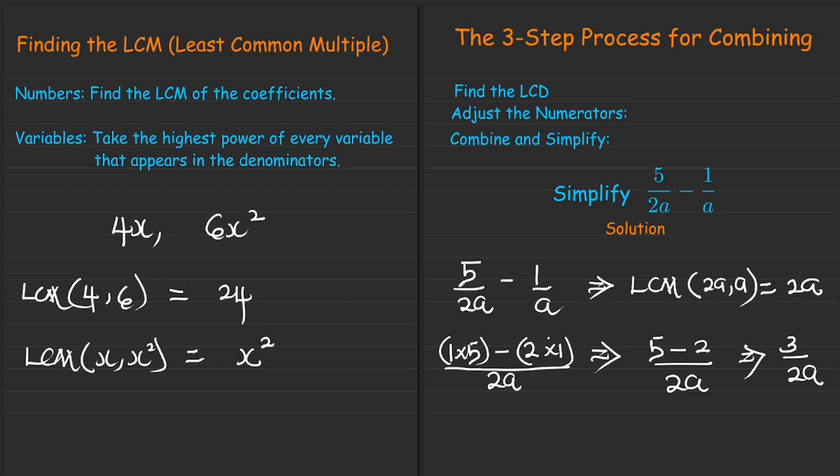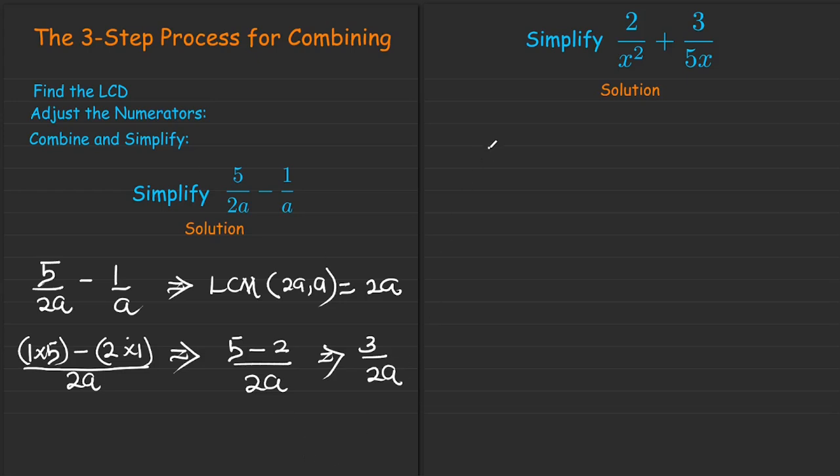So let's look at some more advanced examples. So what do we have here in our next example? It says 2 over x squared, then plus 3 over 5x. We need to find our LCM. There is 1 and then there is 5 over here.